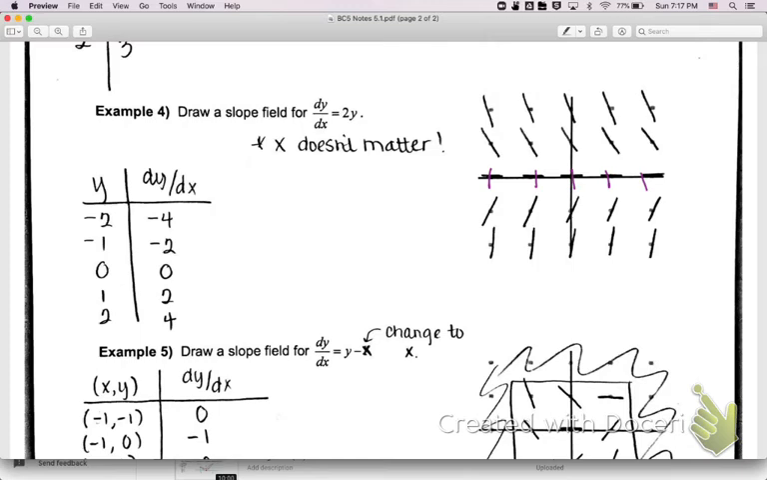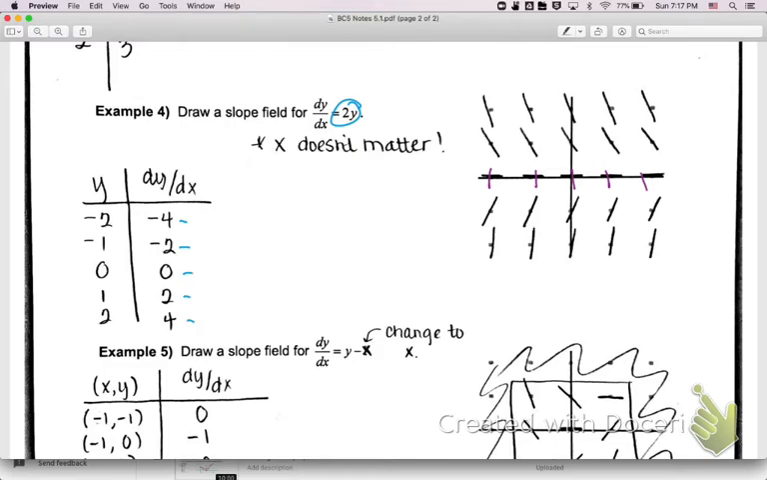So it's only going to be the y's where it is changing. So this is y equals 2, y equals 1, y equals 0, y equals -1, y equals -2. And so each of those is coming from multiplying 2 times y. So that's how we get -4, -2, 0, 2, and 4. So those are the slopes.